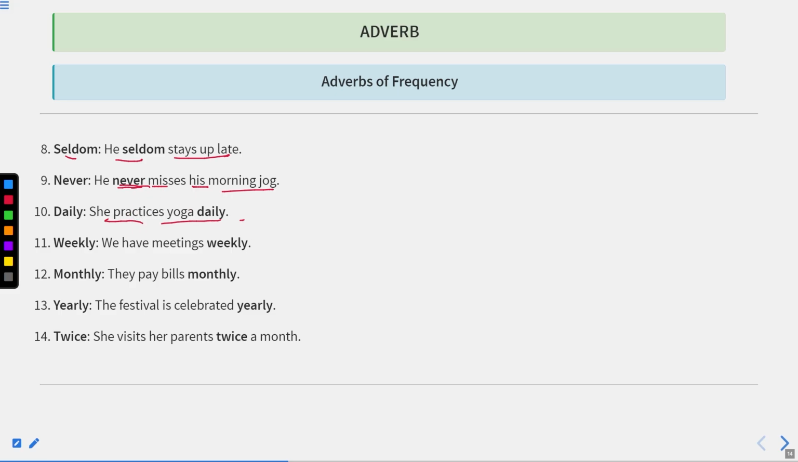She practices yoga daily. So daily is again frequency or time situation. We have meetings weekly. Monthly, they pay bills monthly. Yearly, the festival is celebrated yearly. Yearly means once in a year. Twice, she visits her parents twice a month. Okay. We can also use the word annually. Okay. Now, this is how we use these words.